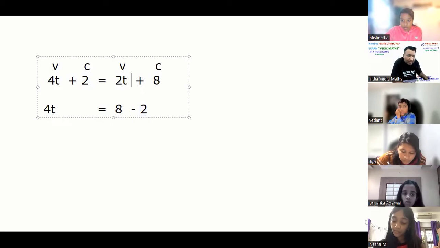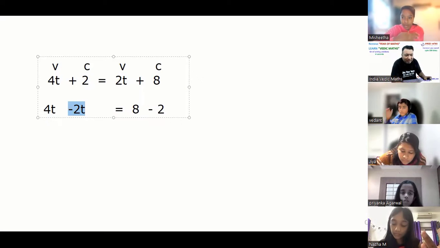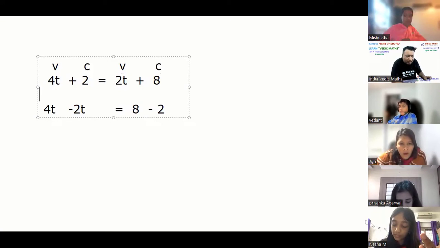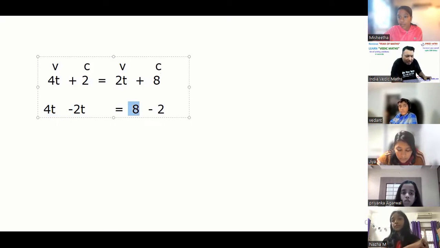And Nishita, 2t from the right to the left, 2t is positive here, right? When you move the positive 2t to the other side, it will become negative. Rules are same, right, everybody? So Nishita said this 2t is positive. When it goes to the left side, it becomes negative 2t. So see here, everybody now. Nishita, all variables here, right? All constants here, right?